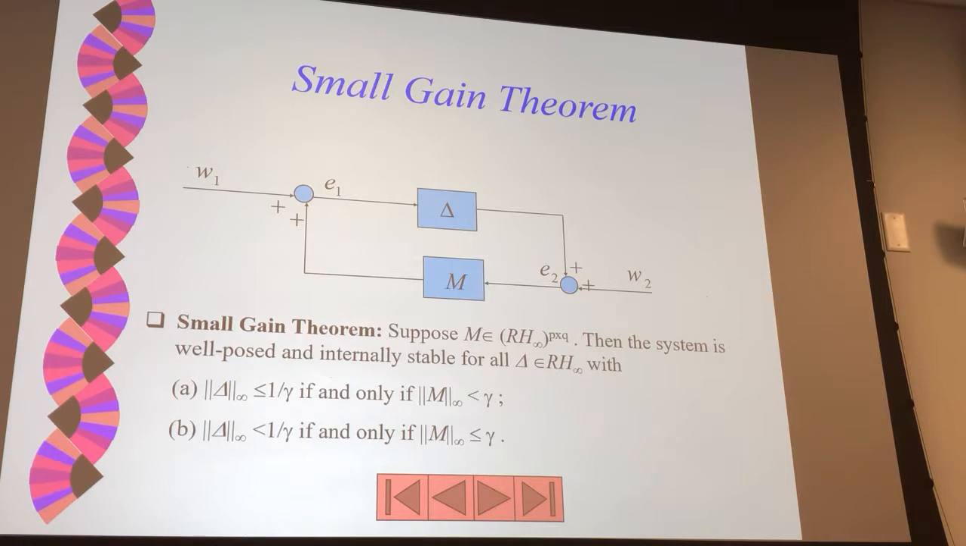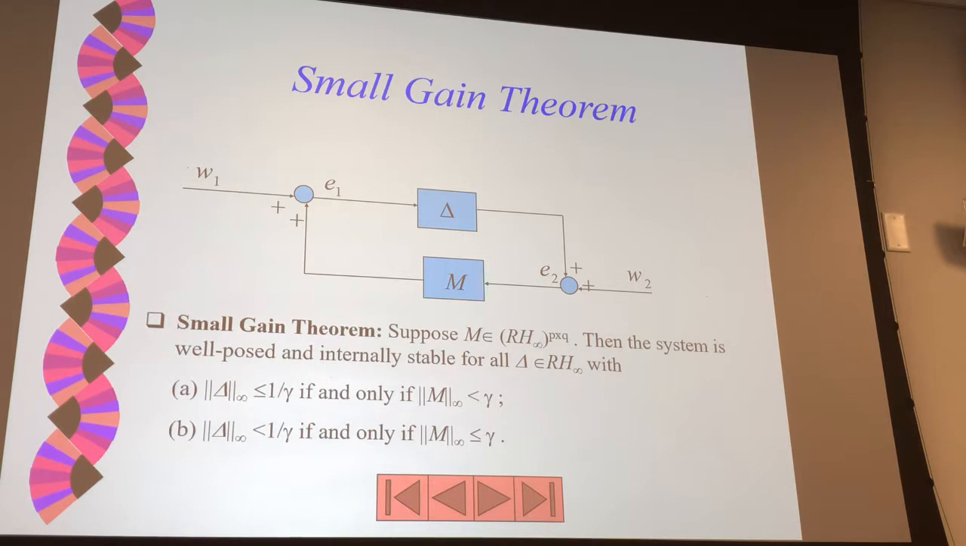Another thing is, if I know the size of my delta, the infinity norm is gamma, then I can check whether the overall system is robustly stable, because I can examine the infinity norm of M, then see whether it satisfies the small gain theorem. Okay, small gain theorem. So the small gain theorem is very useful, very handy, especially in robust control.